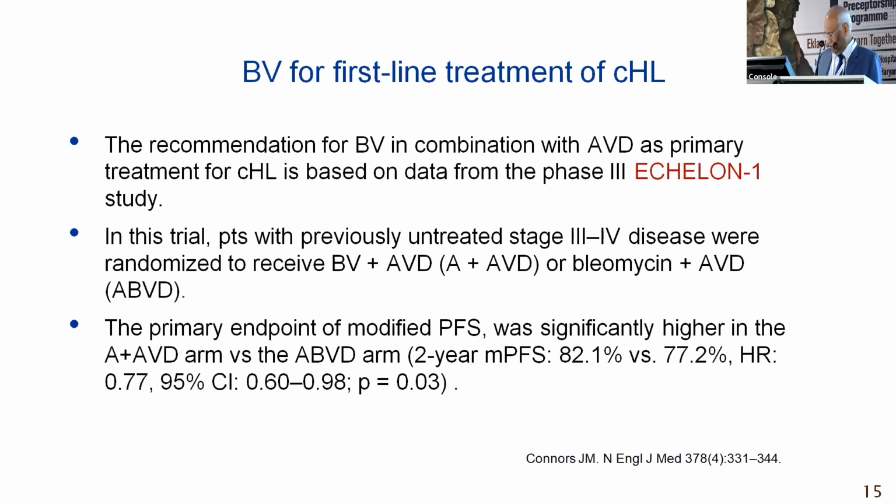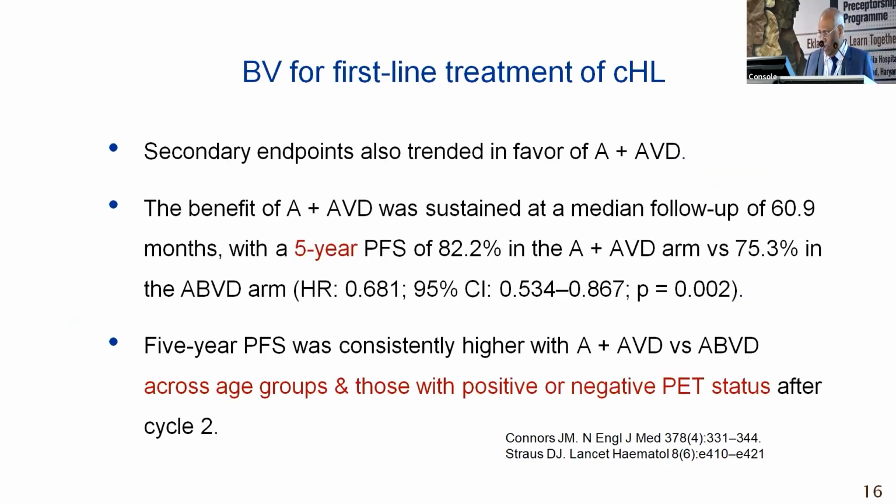So in the Echelon study, the two arms were, as I mentioned, bleomycin being replaced by brentuximab. So you've got AAVD and you've got the standard ABVD. And you're looking at the modified PFS, which was higher in the AAVD than the ABVD. And that's what is shown at the bottom over here. The secondary endpoints also favored AAVD, and these benefits were sustained for a median follow-up of almost 5 years. And at the center, you see the results at the end of 5 years.